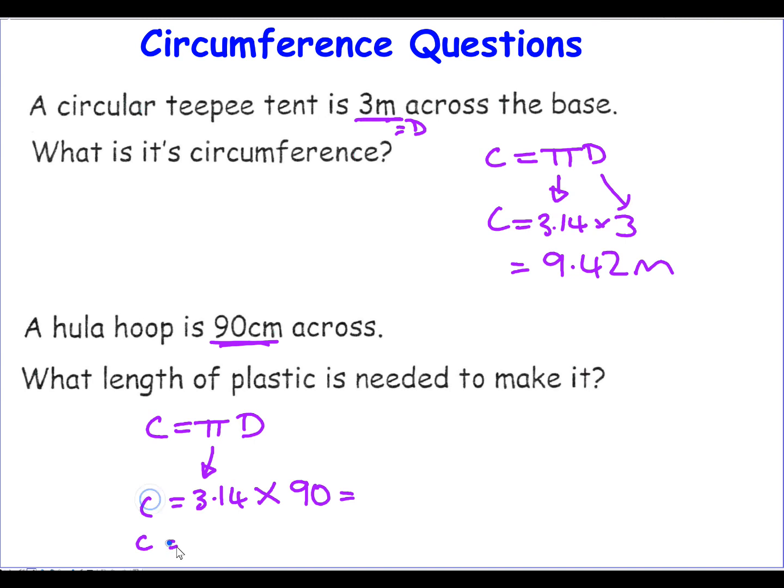So our circumference is going to be equal to 3.14 times 90, and that's 282.6 centimetres, which is our length of plastic.